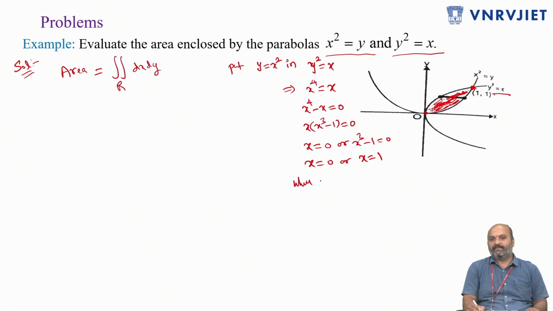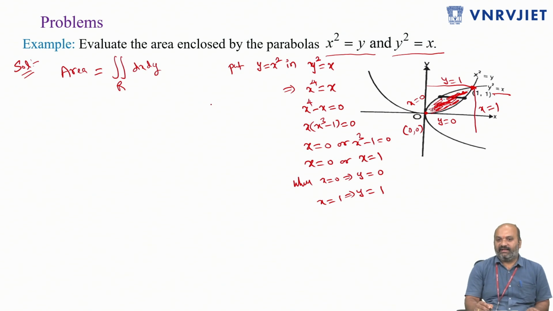So when x equals 0, the corresponding value for y is obviously 0. And when x equals 1, the corresponding value for y is y equals x square, 1 square is 1. That means these two parabolas intersect at the origin and at the point (1, 1). This is the line x equals 1 and this is the line y equals 1. Of course, this is the x-axis, y equals 0. This is the y-axis, x equals 0. Now, identifying the limits.